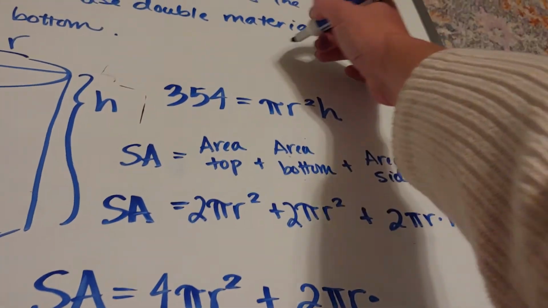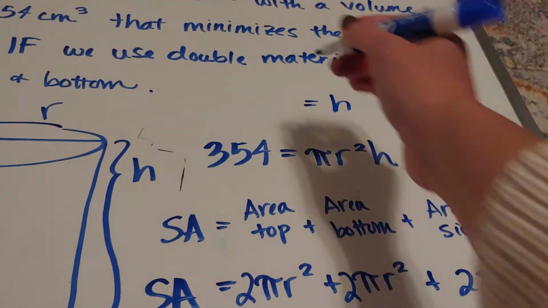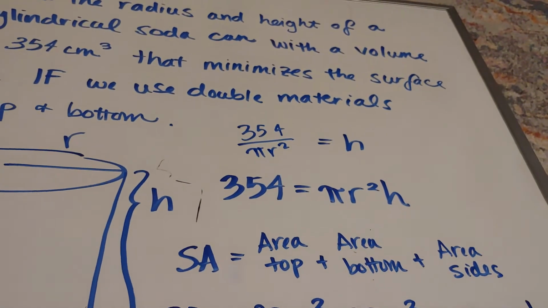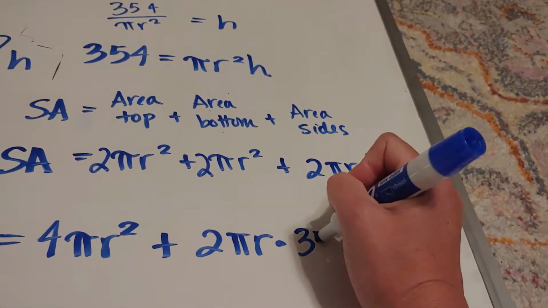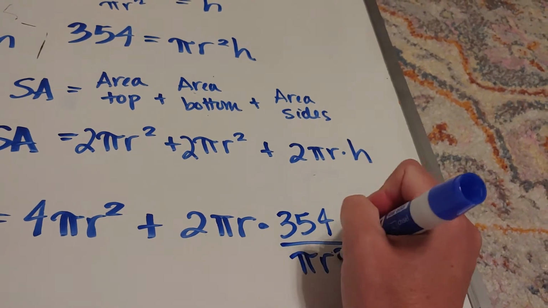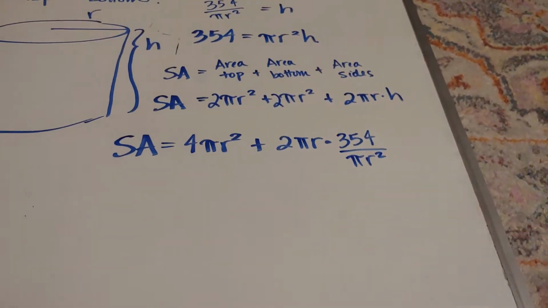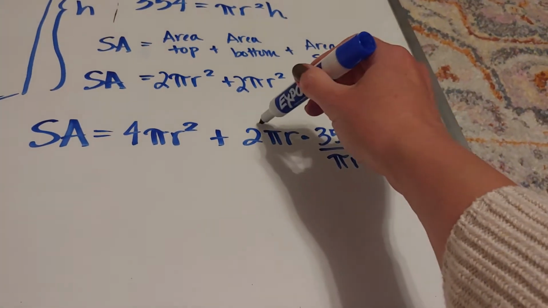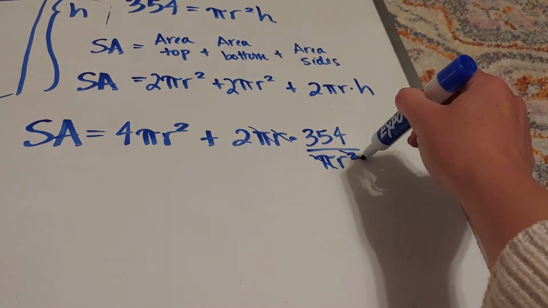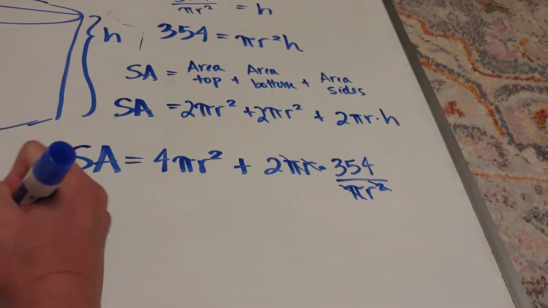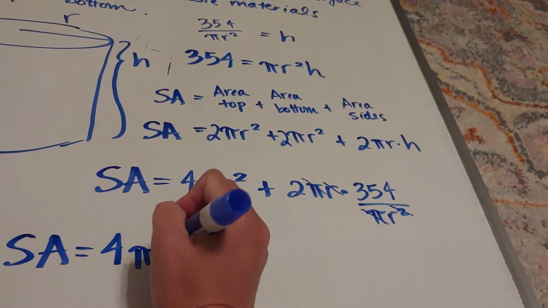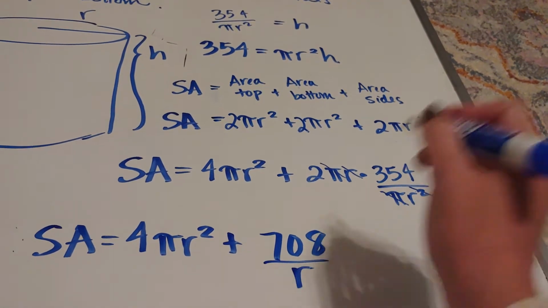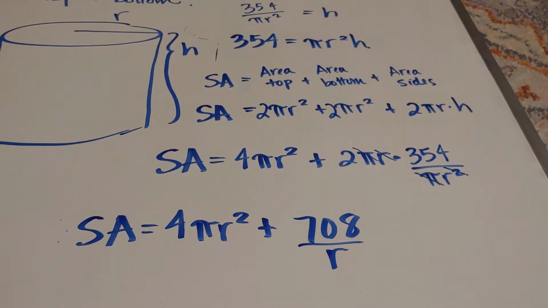So if I solve this for h, I think I'm going to get 354 divided by pi r squared. So that's what I want to put in over here, 354 over pi r squared. Okay, now what happens to a lot of people is they try to take a derivative now. Let's clean it up for just a second. I can slash out a pi, I can slash out an r, and I can make this a little bit cuter. So let's go ahead and call this 4 pi r squared plus 708 over r. So that's a little bit nicer.